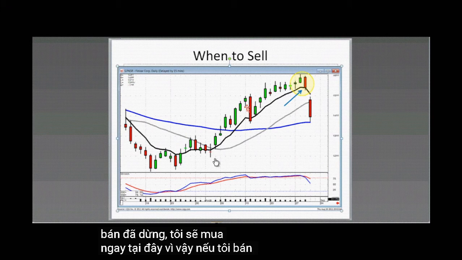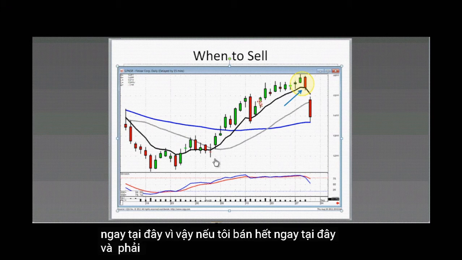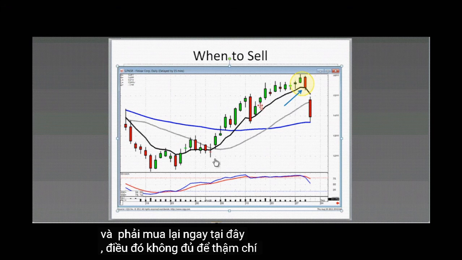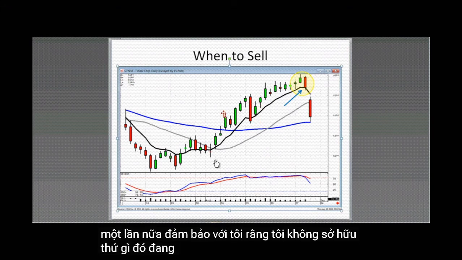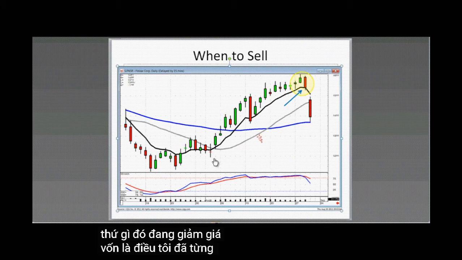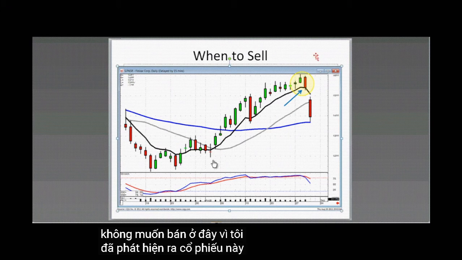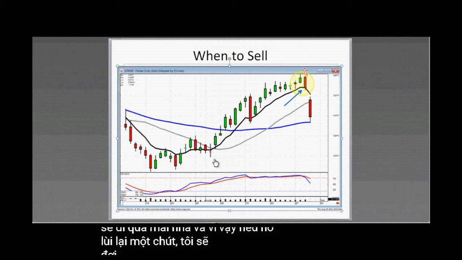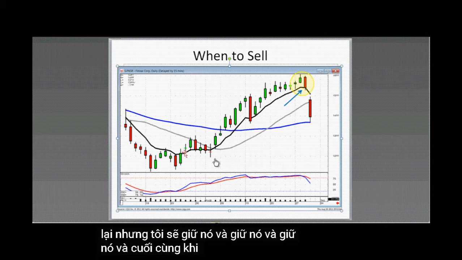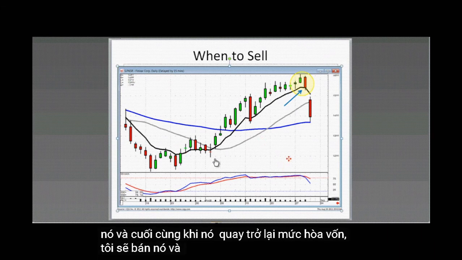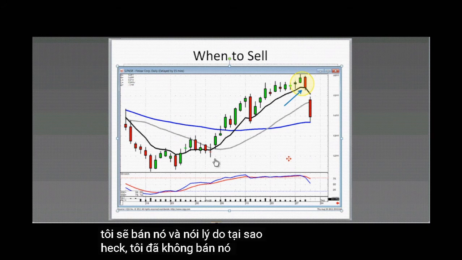So if I sold out right here and had to buy back right here, all right, that was not enough to even matter. It again secured me that I wasn't owning something that was heading back down, which was what I used to do, because I didn't want to sell up here because I'd already figured out this stock was going through the roof. And so if it backed off a little bit, I was going to wait for it to turn around and go back up, and I'd hold it and hold it and hold it. And finally, when it got back down to break even, I'd sell it and say, why the heck didn't I sell it when I had a profit?